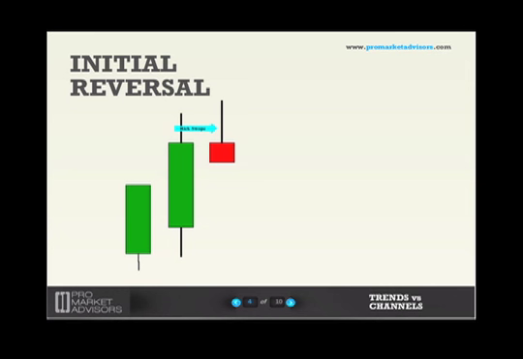Now let me just give you the pieces of this, and then we'll talk about how this is used. Here's the first piece. The body has to be relatively small. Just like with the spinning top, because the body's relatively small, the color is not important. In other words, a red shooting star is not necessarily more powerful as a signal than a green shooting star. Both have relatively small bodies, and therefore the open and close are about the same.